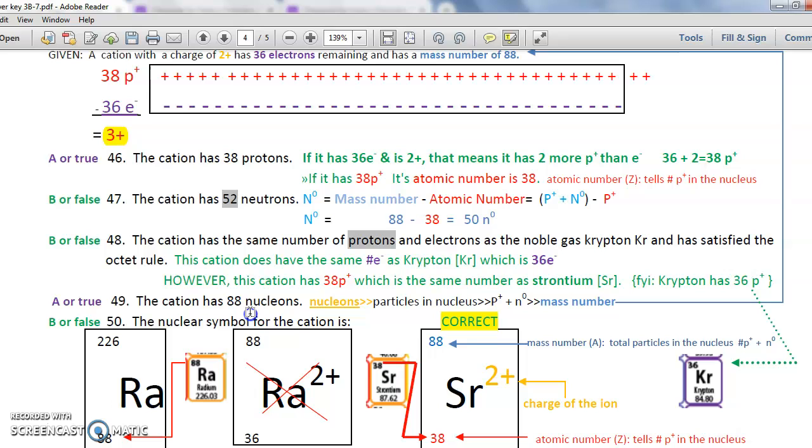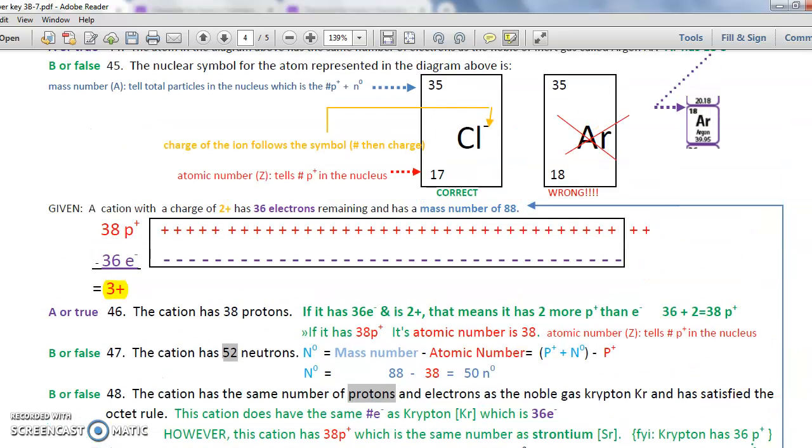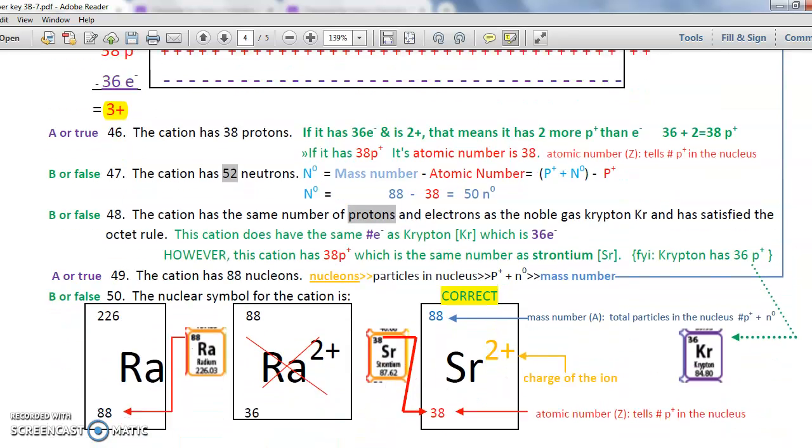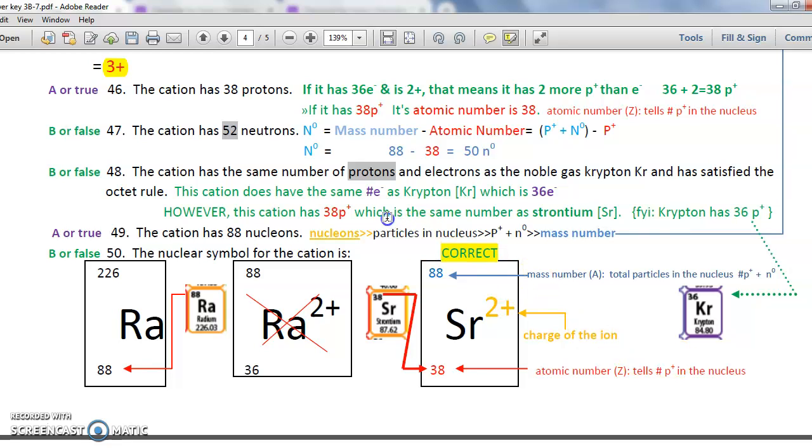All right, it has 88 nucleons. That's true. Nucleons are protons and neutrons in the nucleus. That is given to us by mass number, and the mass number is 88, as it says right up here. The mass number is 88. It has 88 nucleons. Number 50, the nuclear symbol for this cation is 88 and 36.